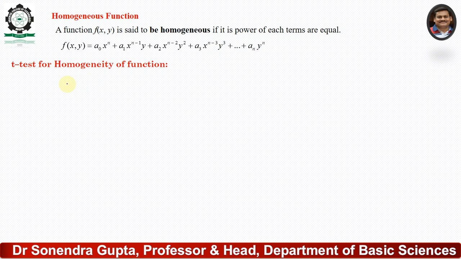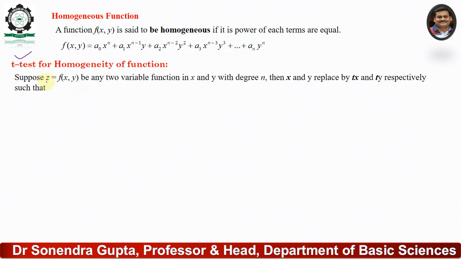Now we can test the homogeneity of the function with the help of the t-test. What is the t-test? Suppose the function z equals f of x, y. Then we replace x by tx and y by ty. If t to the power n is common from the function, then n is called the degree and the function is called homogeneous.